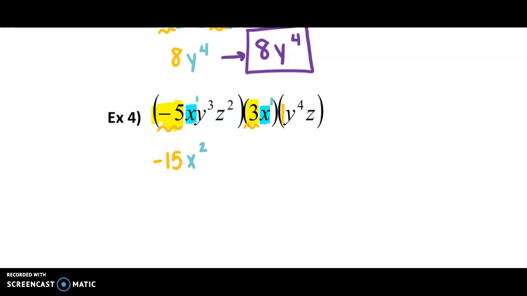But now I have variables y and z. That's new. We haven't had that before. So now we can look at the y's. I have y to the third, and I have y to the fourth. Those are different powers being raised to different exponents, right? So now I have y and y, it's the same base, so I can add the exponents. Y to the third times y to the fourth, 3 plus 4 is 7, so that's y to the seventh.